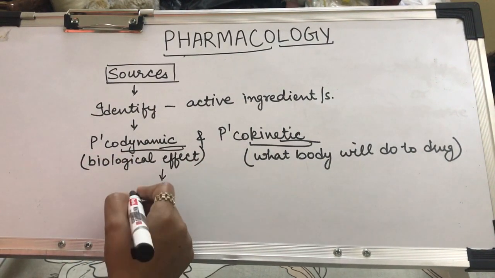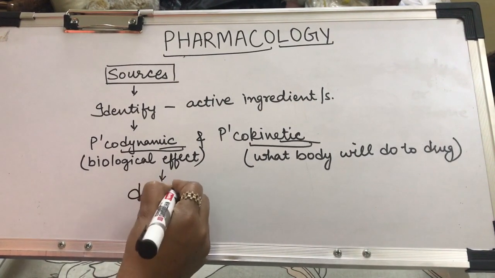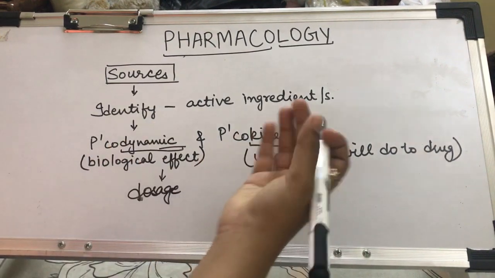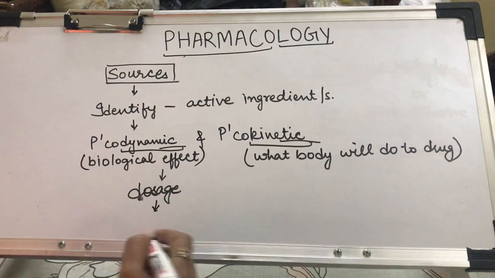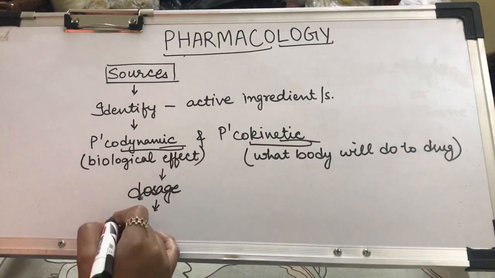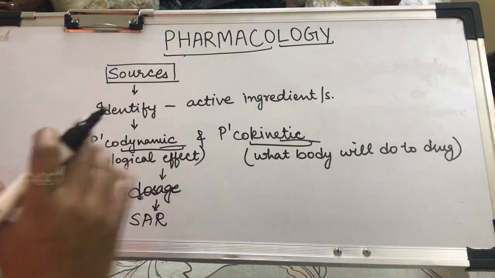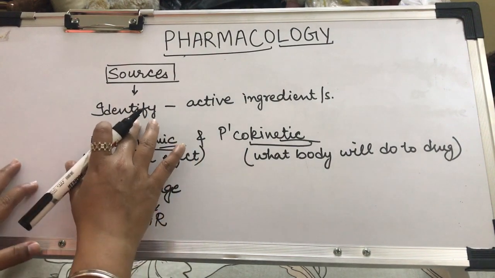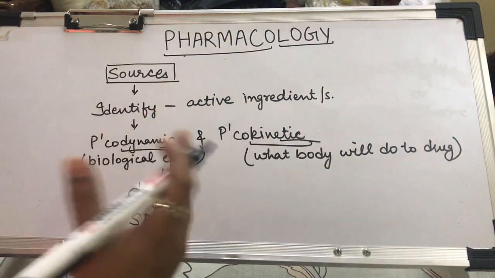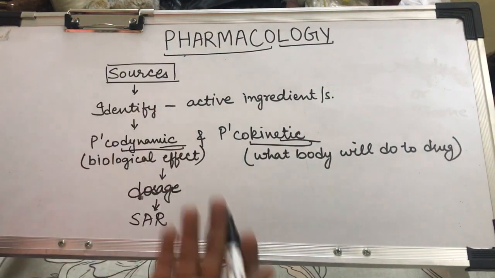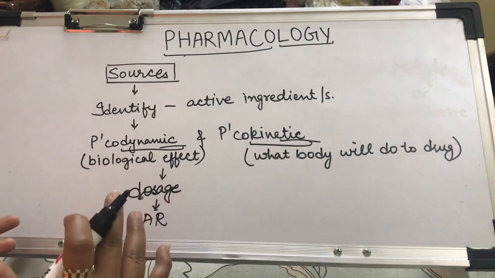Then we are going to ensure a precise constant dosage. At what dose it is giving a particular effect. Then we are going to check the structural relationship properties. For example, we have identified the active ingredient and we know its chemical structure. We modify that chemical structure in order to enhance the properties of the drug. That is your chemical alterations.